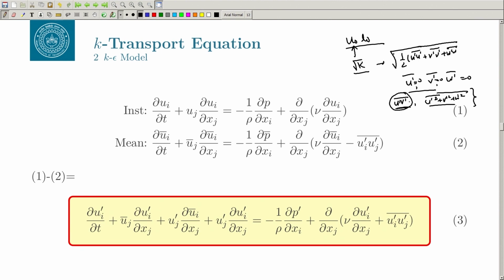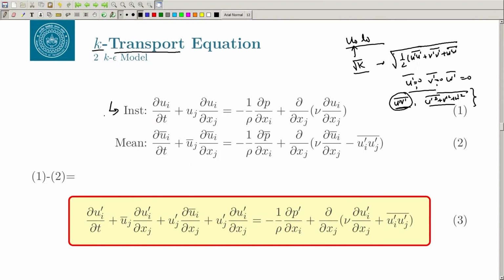So, we want to derive the K transport equation. The K transport equation is derived exactly from first principle, unlike the other variable, which is maybe epsilon or omega, which cannot be derived from first principle. So, how to derive this K transport equation?